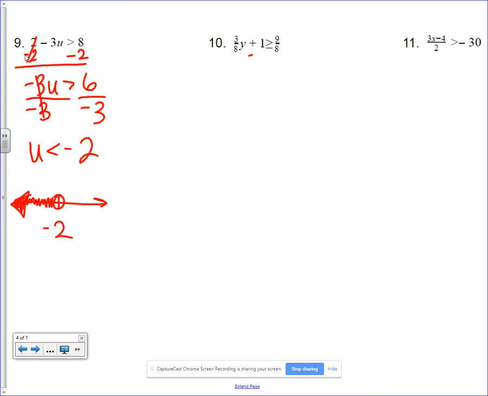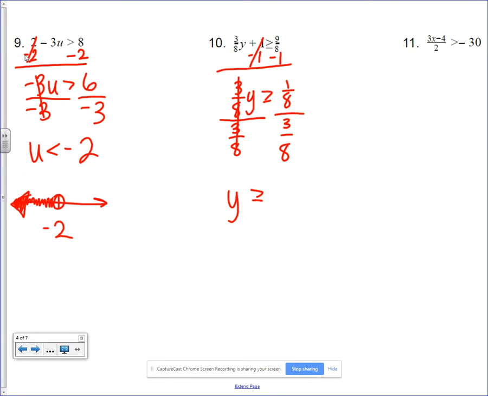Number 10 here, this time I'm going to subtract 1 from both sides. Looks something like that. Now I need to divide by the 3/8. And I get, oops, that should not be an equal sign in there, excuse me. That should be a greater than or equal to. I don't need to flip anything. I didn't multiply by a negative. And I get 1/3 here.